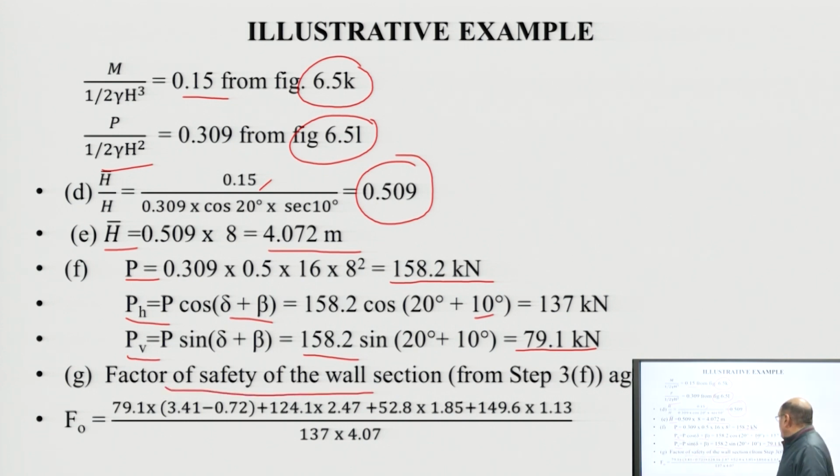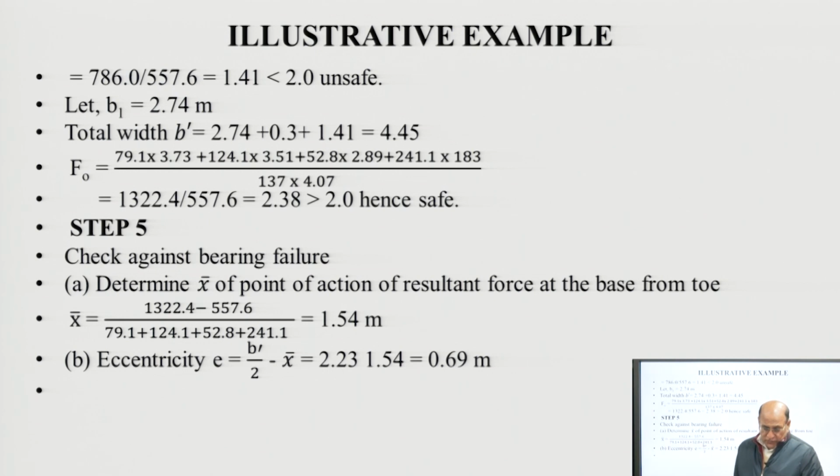Now, factor of safety of wall section from step 3 against overturning, that will be F0, we can calculate by this formula. So, it is coming 1.54 meter. So, eccentricity 13.22.4 divided by 557.6, that will come 2.38, which is more than 2, hence it is safe.